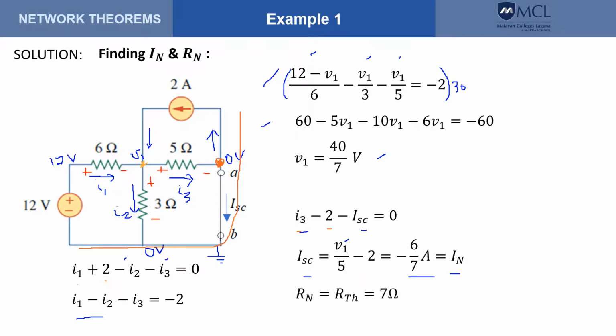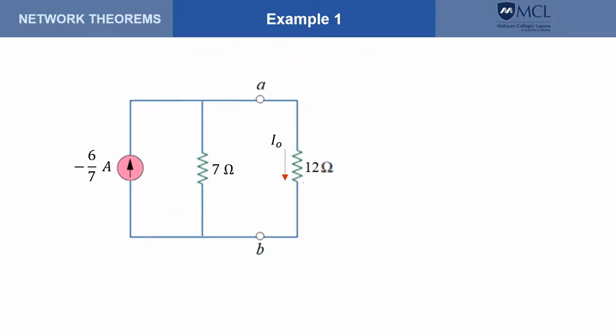Now for R sub n, as I've said, this is equal to R sub th, and we have that before, which is 7 ohms. So after getting I sub n and R sub n, we can now replace the circuit that we want to convert to Norton's equivalent. We attach the circuit to the 12 ohms, and let's proceed to compute for I sub naught.